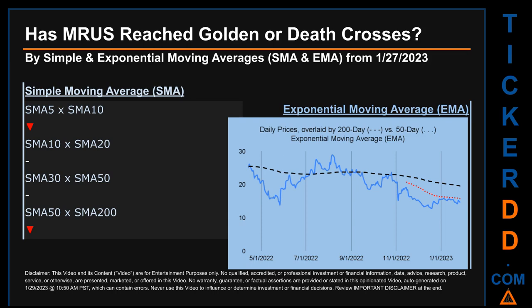For simple moving average, by comparing 50 to 200 days, we found a bearish death cross signal because the 50-day SMA crossed below the 200-day. Continuing with SMA, we looked across the 5 to 10, the 10 to 20, and the 30 to 50-day ranges to see if golden and death crosses had been reached. We found death cross signal for the 5 to 10. We could not find either golden cross or death cross signal for the 10 to 20, the 30 to 50.